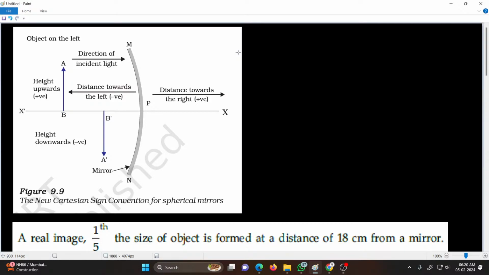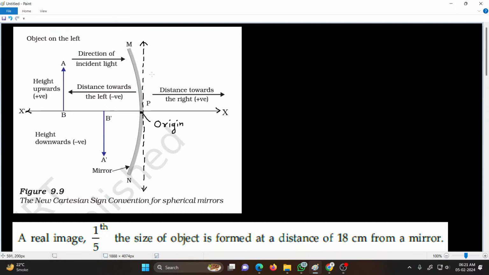New Cartesian sign conventions for spherical mirror. For a spherical mirror, we consider the pole of the mirror to be the origin of our coordinate system and the principal axis as the x-axis of our coordinate system. Then a line which is perpendicular to the principal axis and passing through the pole is our y-axis. So this is the Cartesian plane for the spherical mirror.